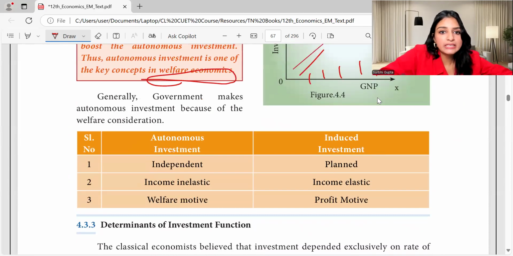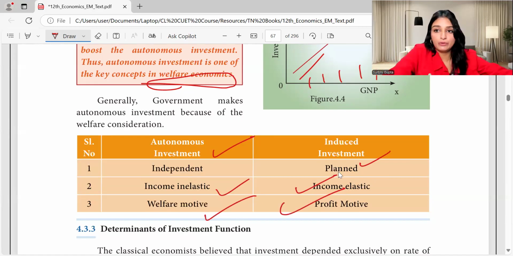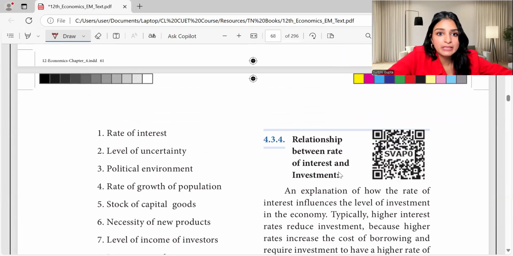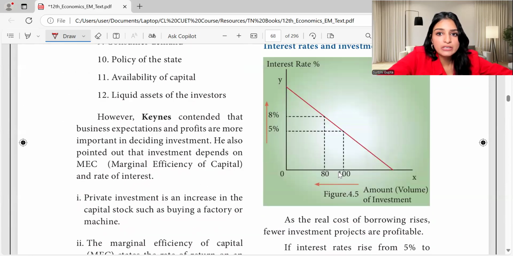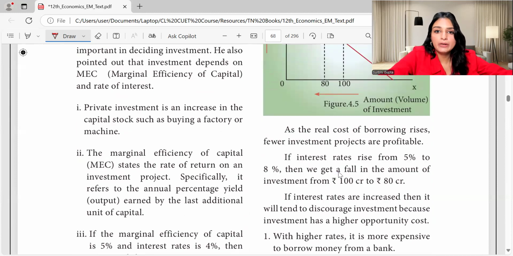सो व्हिच इज व्हाट यू कैन सी दैट ऑटोनॉमस इन्वेस्टमेंट इंडिपेंडेंट है, इंड्यूस्ड प्लान्ड है. ये इनकम इनइलास्टिक है, ये इनकम इलास्टिक है. वेलफेयर मोटिव होता है, प्रॉफिट मोटिव होता है. अभी हमने इनकम के कंपैरिजन में देखी है. अगर हम रेट ऑफ इंटरेस्ट का रिलेशनशिप देखें, okay, that is something that we are going to look at in the next video.